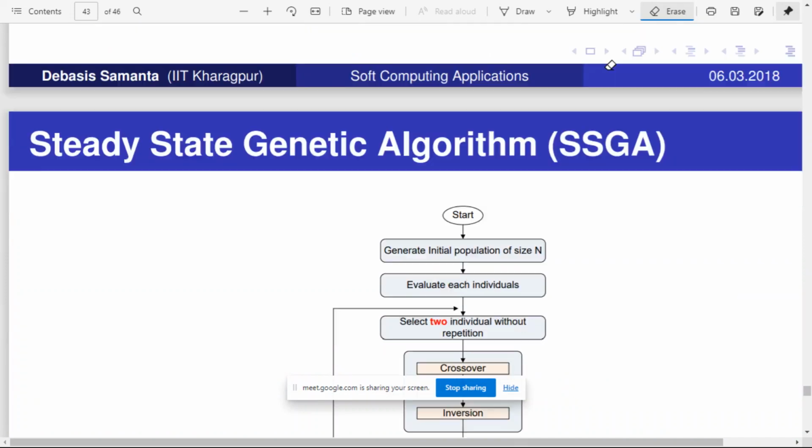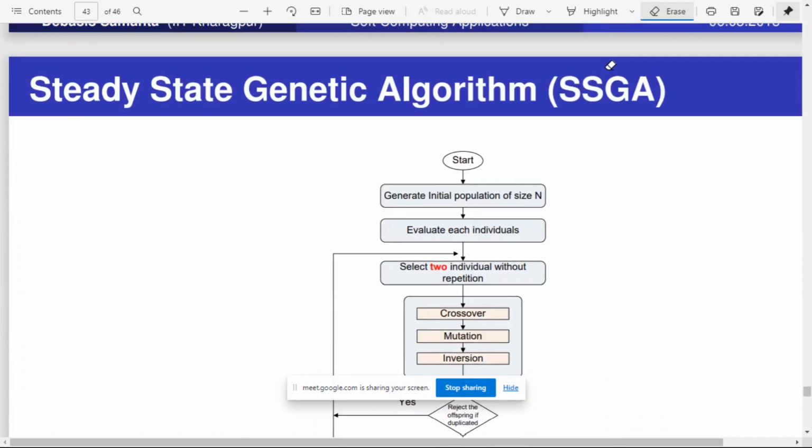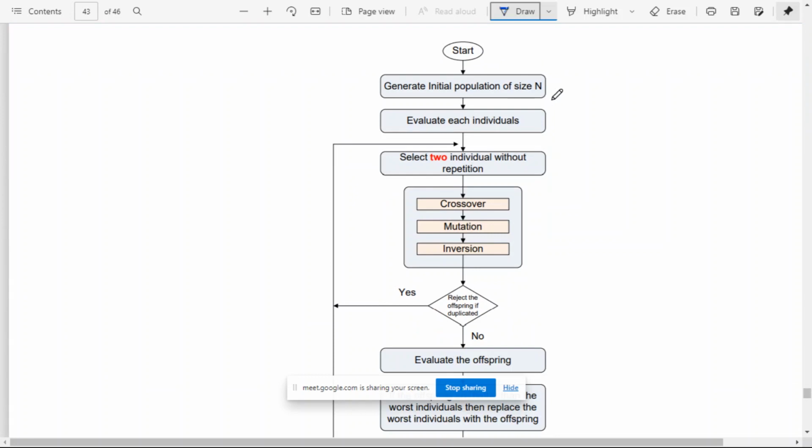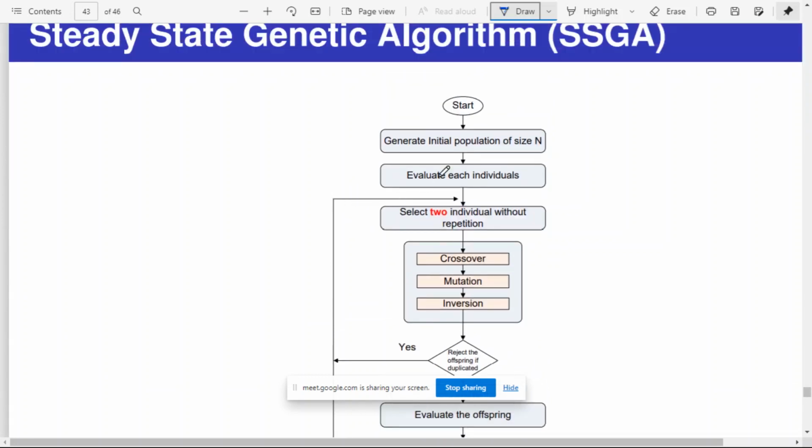So this is about simple GA. The next algorithm is steady state GA. There is a little difference between simple GA and steady state GA, so let us see the algorithm. As usual, initially we have an initial population of size n, and then we evaluate each individual and identify their fitness score.